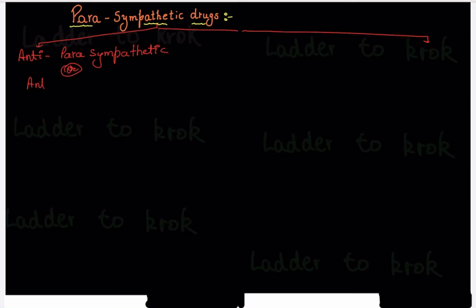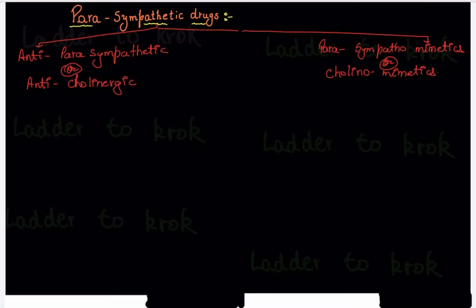They are also known as anti-cholinergic. In the parasympathetic system we have acetylcholine, which we already discussed in our physiology video number 8 in that playlist. The second drugs are parasympathomimetics, meaning they mimic the parasympathetic system. That means they increase the function of the parasympathetic system. They are also known as cholinomimetics.